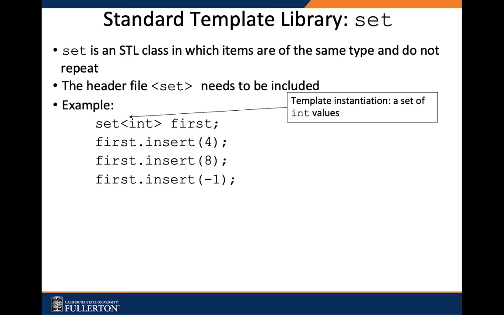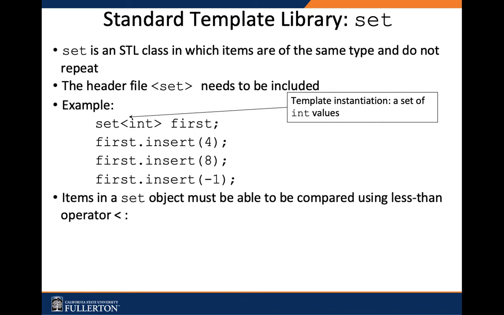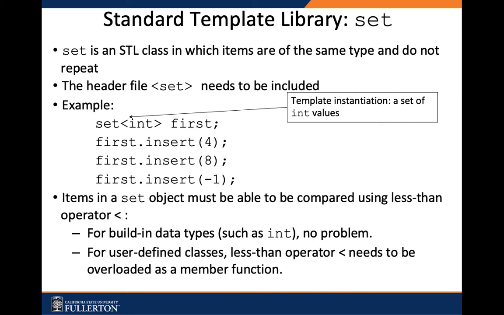If we want to print the set, then we will see that the values will be printed in order. So first will be -1, followed by 4, and followed by 8. Items in a set object must be able to be compared using the less than operator. For built-in data types such as int, no problem, because we have it already built, but for user-defined classes, the less than operator must be overloaded as a member function.